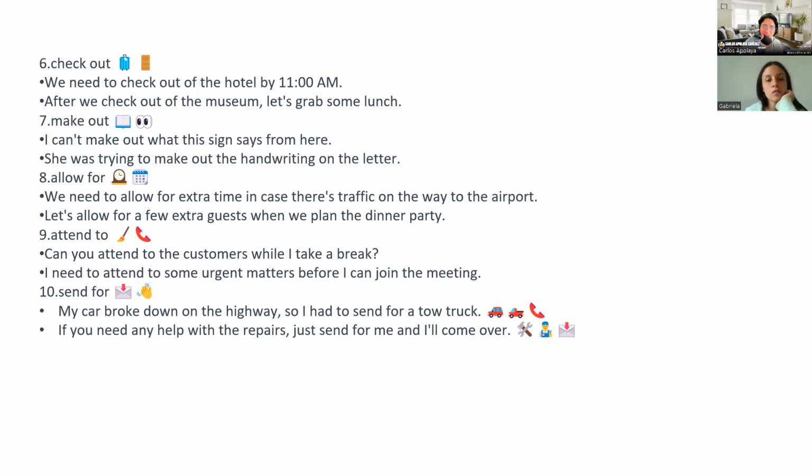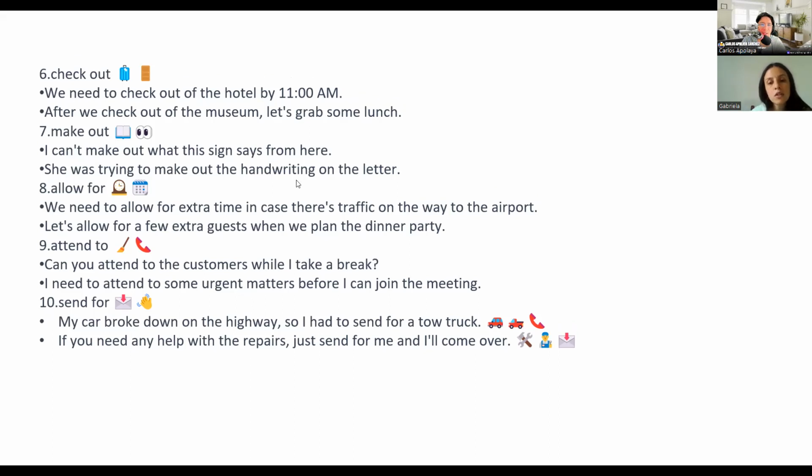Send for. Yo solicito a alguien. Cuando solicitas a alguien es send for. Send for, and you send for somebody. If you need any help with the repairs, just send for me and I'll come over. Send for me and I'll come over. Okay. You get it? Como que alguien te manda a buscar.